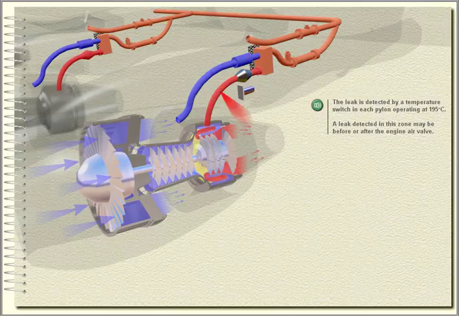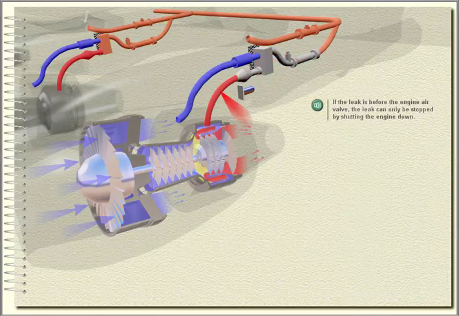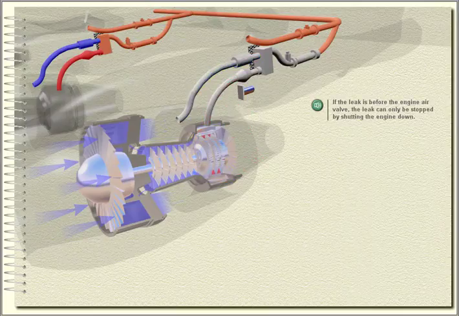A leak detected in this zone may be before or after the engine air valve. If the leak is after the engine air valve, closing the valve will stop the leak. If the leak is before the engine air valve, the leak can only be stopped by shutting the engine down.